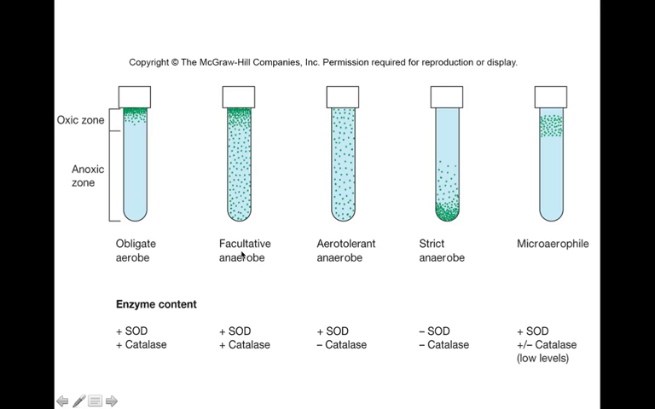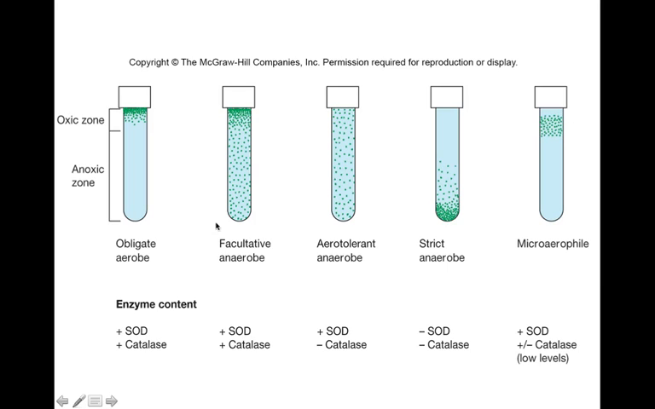The term facultative anaerobe means that it can grow with or without oxygen, and it actually grows better with oxygen, and that's why you find it at the top of the tube here. An aerotolerant anaerobe doesn't need oxygen and can grow with or without it, so you may find it anywhere throughout the tube. And then a microaerophile needs a small amount of oxygen, but not the same amount as what you'd find at the top, so you often find it growing in a layer close to the surface.